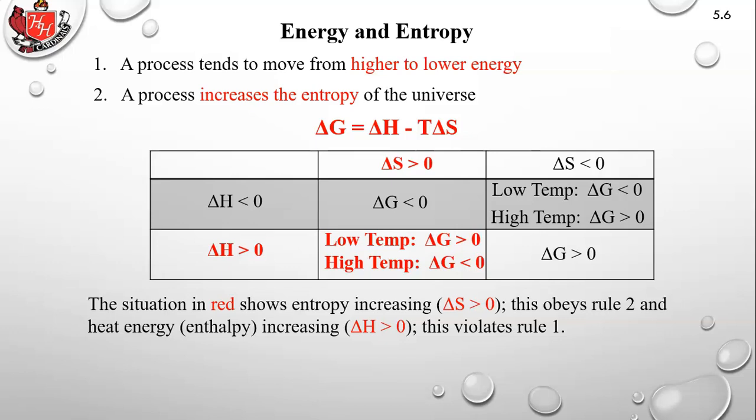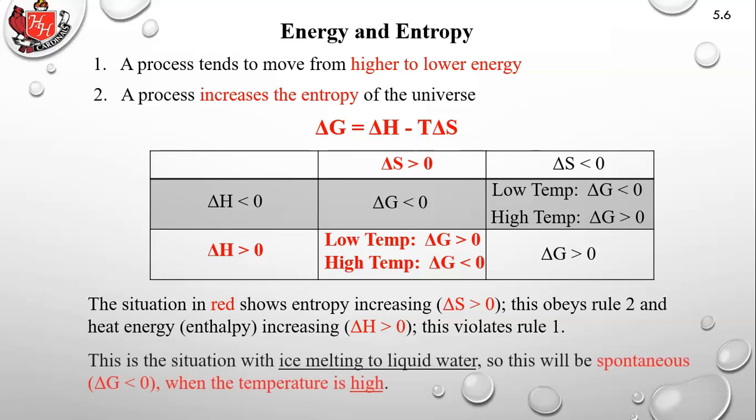The situation in red shows entropy increasing, delta S. This obeys rule 2. And heat energy, enthalpy increasing, delta H greater than 0, this violates rule 1. So therefore you need temperature to decide which one is going to win. So this is a situation with ice melting to liquid water. So this will be spontaneous, delta G less than 0, when the temperature is high. So when the temperature is high, entropy will increase and heat will go into the reaction, into the ice cube.